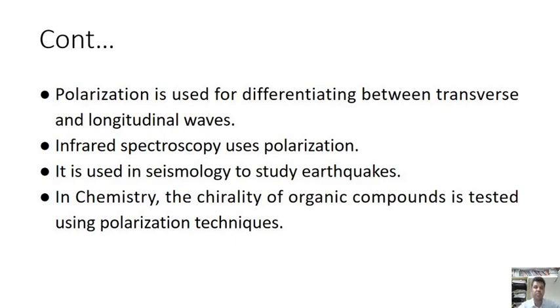Infrared spectroscopy uses polarization. It is used in seismology to study earthquakes. In chemistry, the chirality of organic compounds is tested using polarization techniques.